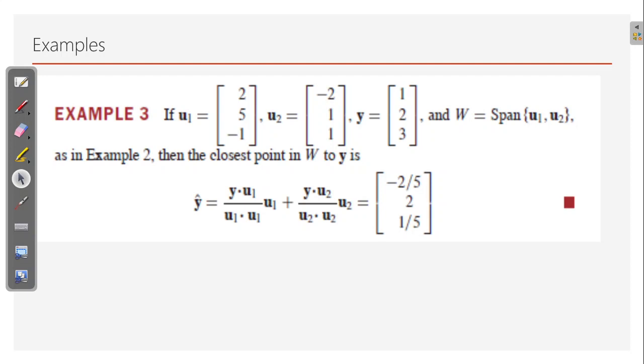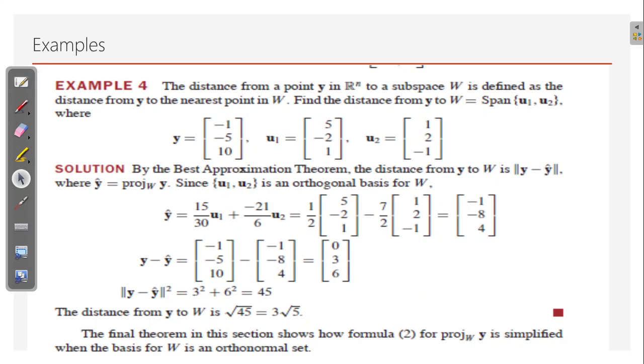Now moving on to the next example. In this example, the examiner is asking in an indirect manner to find the orthogonal projection of y onto W. Indirectly he is asking to find the closest point in W to y, which is nothing but the orthogonal projection of y onto W. So that is also very easy.